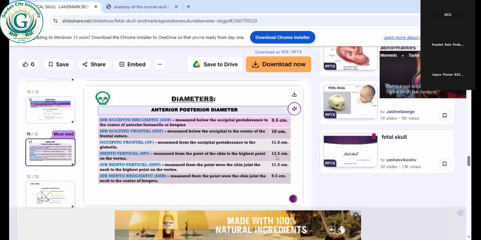It is measured from the point of the chin, or the mentum, to the highest point of the vertex. So mentovertical is mentum to the vertex, the highest point of the vertex.